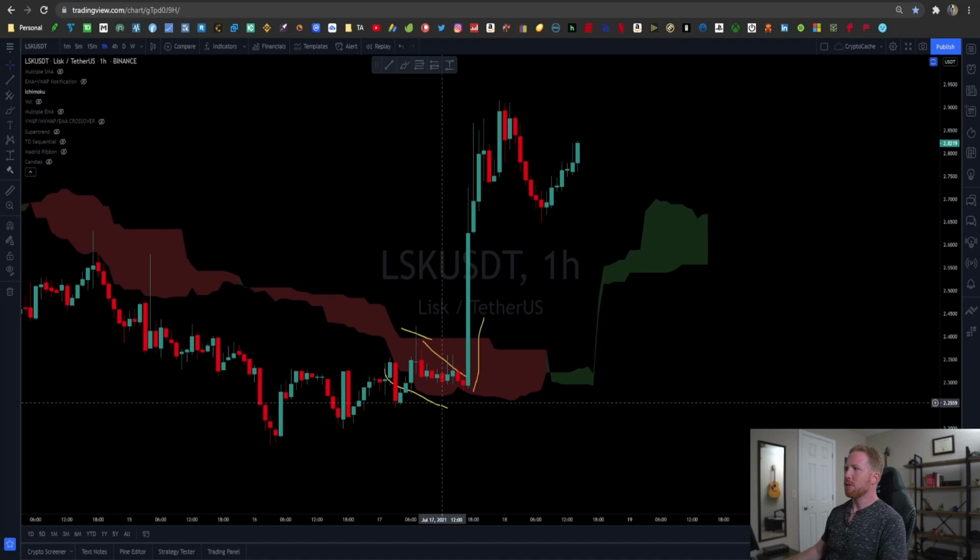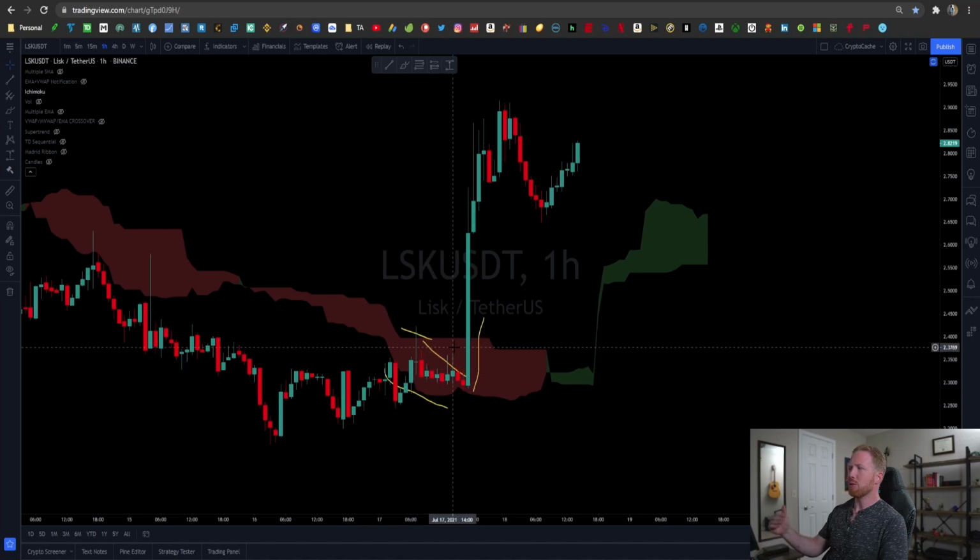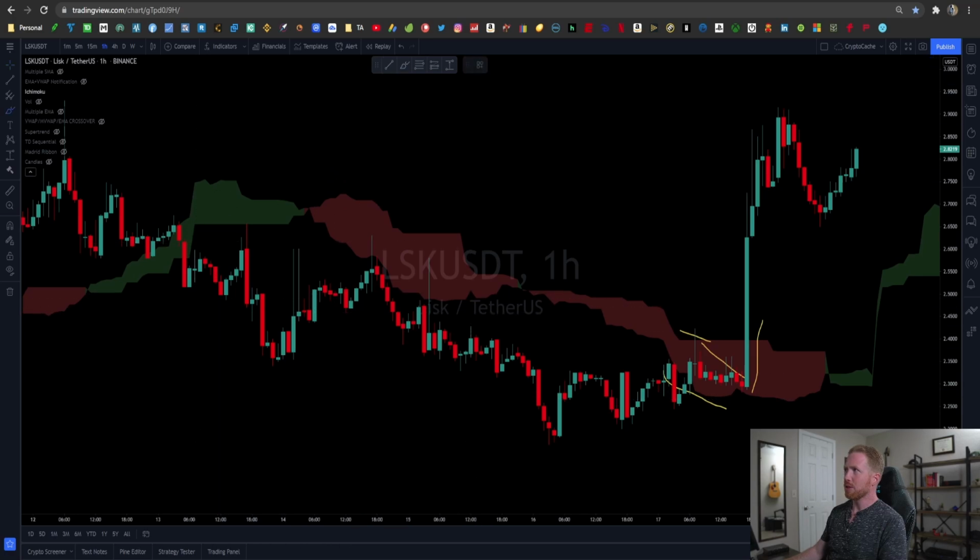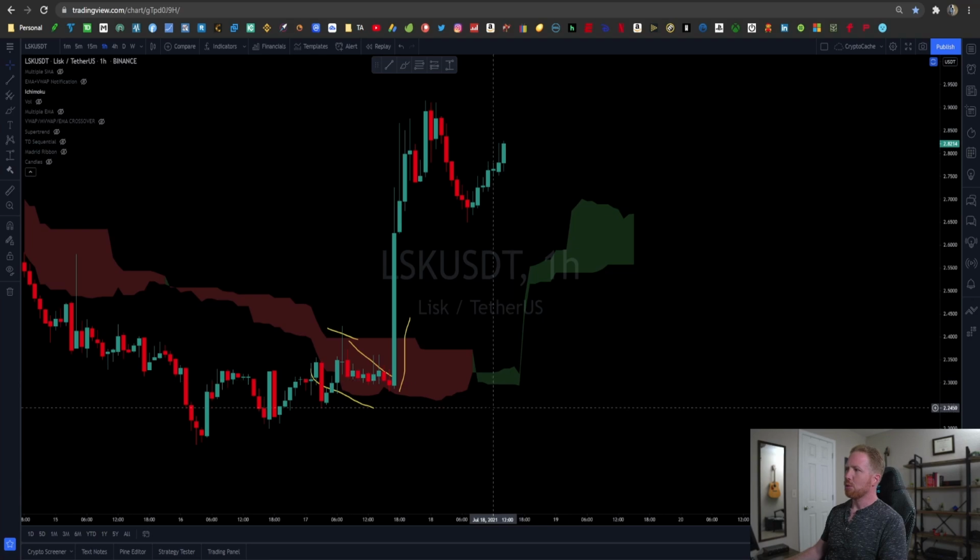So simply put, with the Ichimoku Cloud, you want to invest when the price is above the cloud. That's considered a buy signal. And when it's below, it's considered a short signal. So this would have been a good shorting opportunity, right? So that's generally how that works.